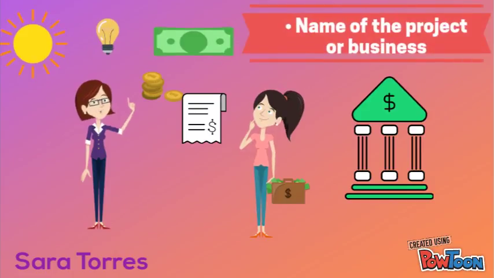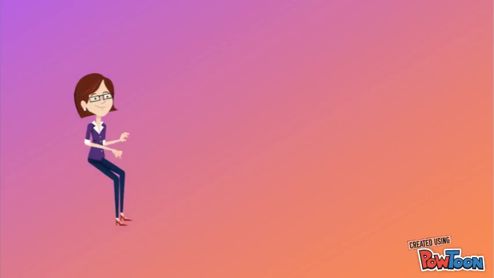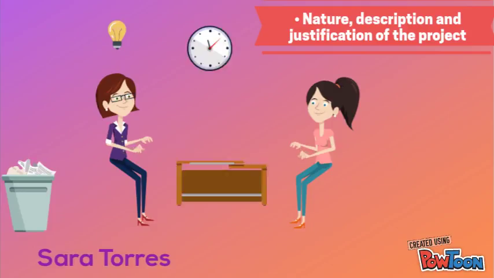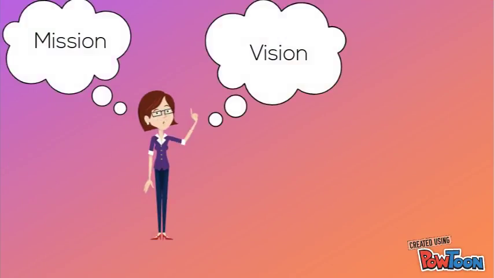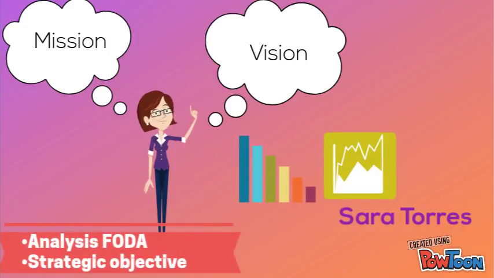1. Name of the project or business. 2. Nature, description and justification of the project. 3. Mission and vision. 4. Analysis for 5. Strategic objectives.